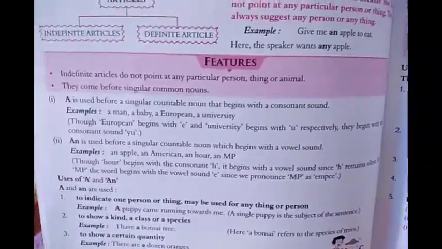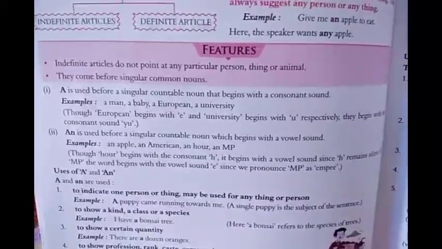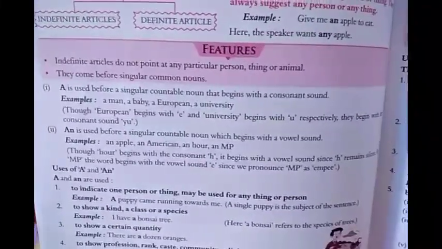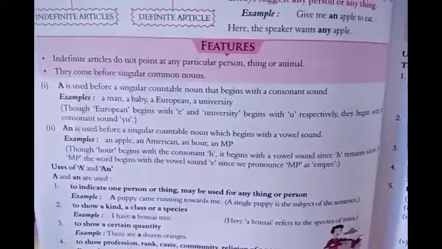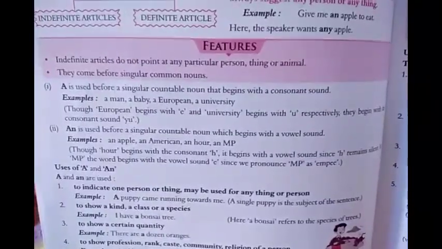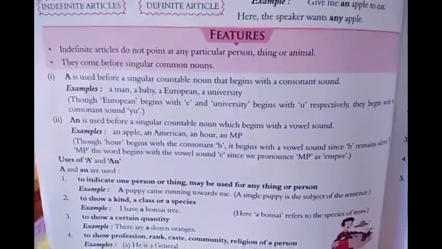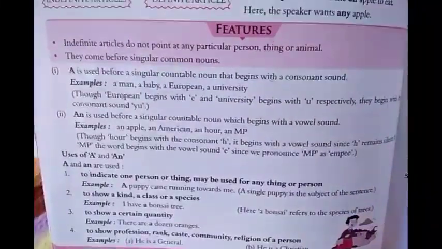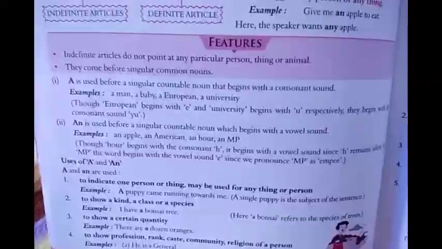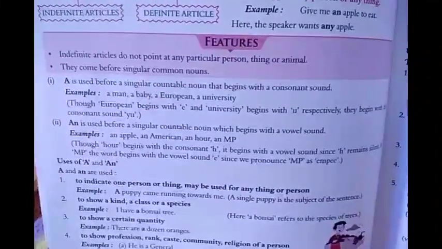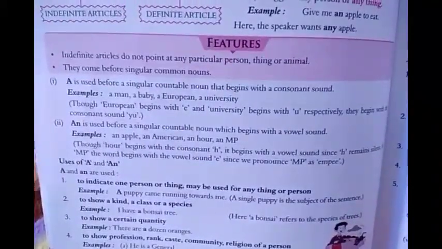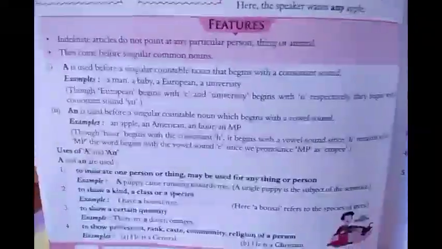Okay, similarly with the word European also, even though it starts with e, a vowel, the sound is a consonant sound, and therefore we have to use the indefinite article a. Okay, so these were about the use of a and an with consonant sound and vowel sound.